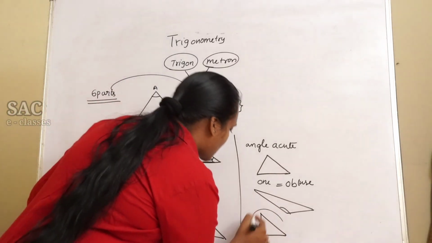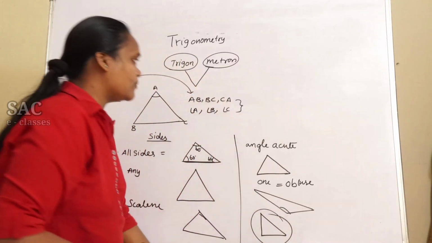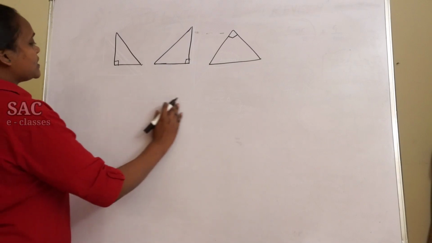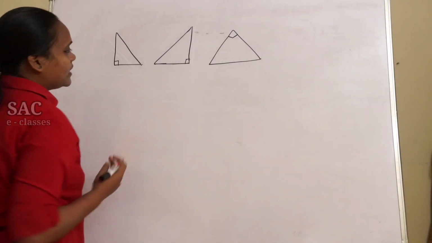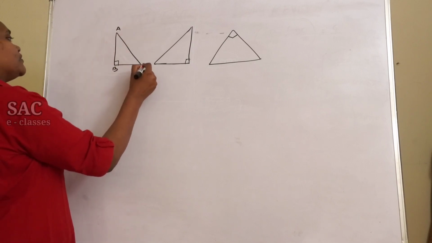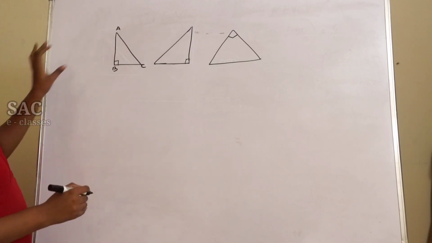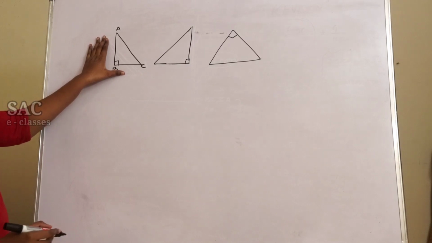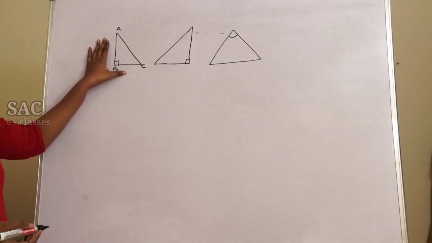Now let's talk about the right angle triangle. Now I have considered a right angled triangle. Let me name this triangle ABC. Usually the sides of a right angle triangle can be identified with some names.